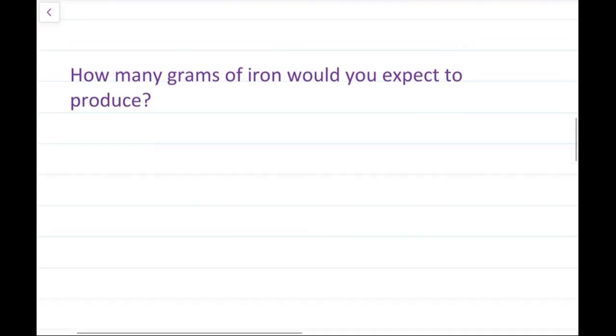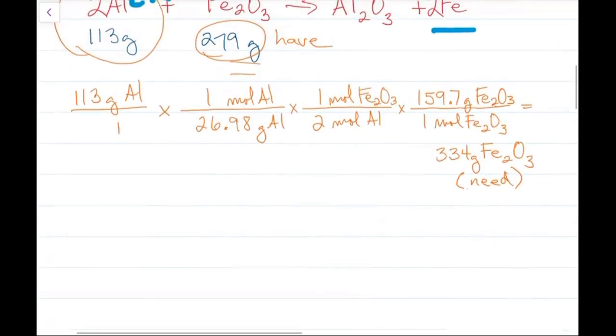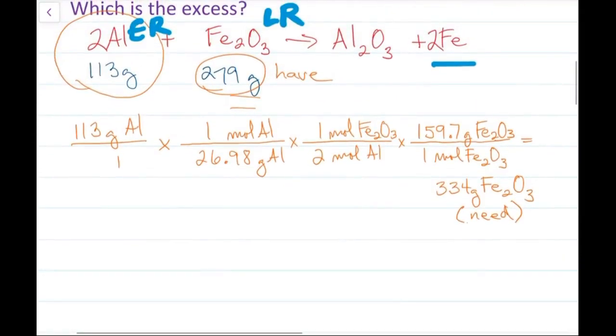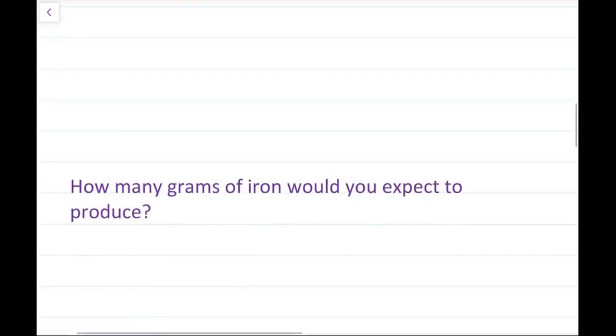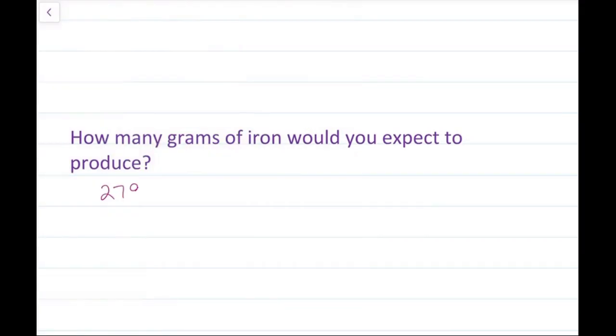How many grams of iron would you expect to produce from this reaction? And once again, I've determined that the 279 grams of Fe2O3 is my limiting reactant. So I'm going to start with that. I'm going to go from 279 grams Fe2O3 to grams of iron. Let's see if you can do that.